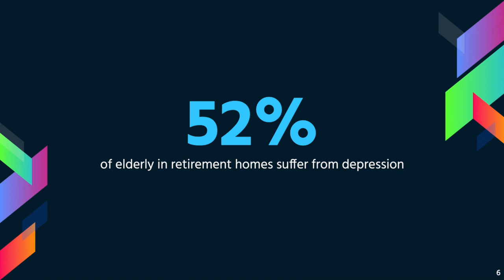The CDC reports that around 10 to 15% of elderly living in communities experience symptoms of depression. Yet, this number jumps to a staggering 52% when these elderly are in retirement homes, as aged care residents often feel isolated from their communities and, as a result, turn desensitized and apathetic towards their surroundings.